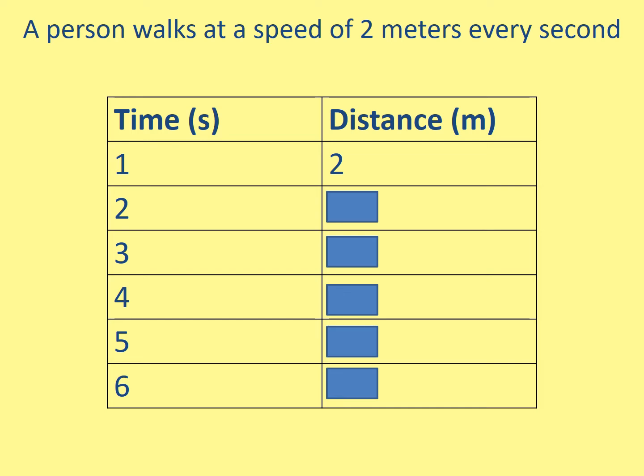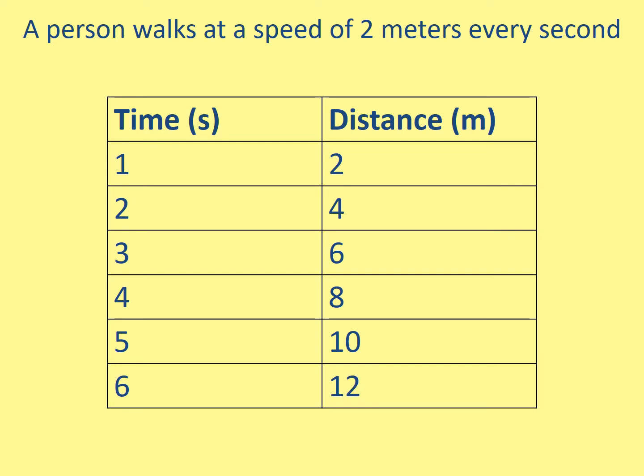After 2 seconds, the total distance, they'll have done another 2 meters, so their total distance will be 4 meters. After 3 seconds, they will have travelled 6 meters. After 4 seconds, they will have travelled 8 meters. After 5 seconds, they will have travelled 10 meters. And after 6 seconds, they will have travelled 12 meters. They go at 2 meters for every second that they walk.